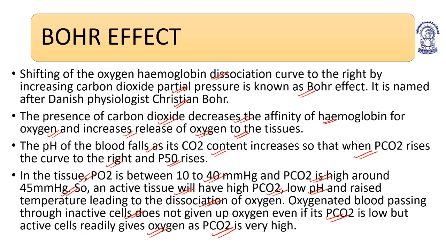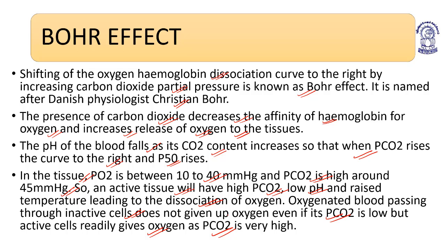But the cells which are highly metabolically active are producing more and more CO2 gas. Then the dissociation of oxygen from hemoglobin increases, because those tissues require more and more oxygen as their metabolic rate is high. So Bohr's effect basically tells us about the effect of CO2: the partial pressure of CO2 is controlling the dissociation of oxygen from hemoglobin. It was given by the Danish physiologist Christian Bohr.